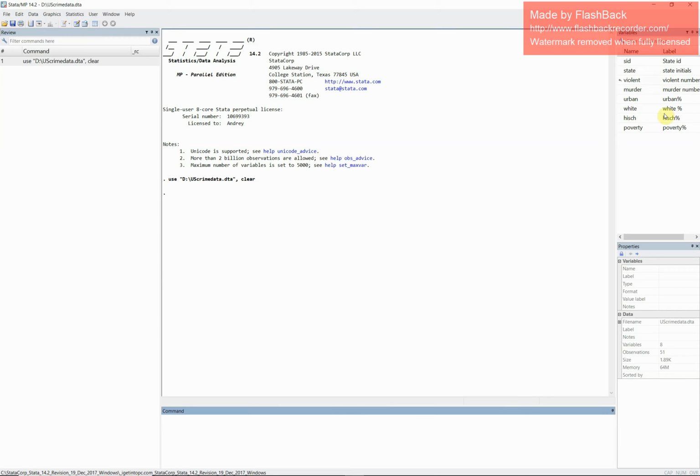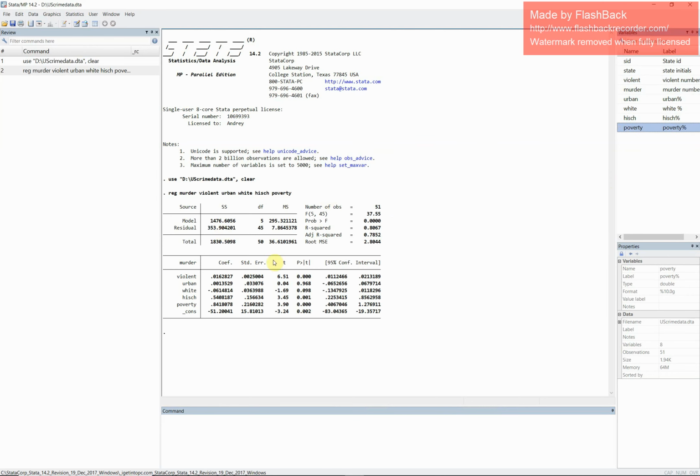Here are my variables. So my regression command is reg, then the dependent variable murder, followed by number of violences, urban population, white population, high school population, and poverty. Now this is my regression output. Now we shall run the graphic command, which is rvfplot.